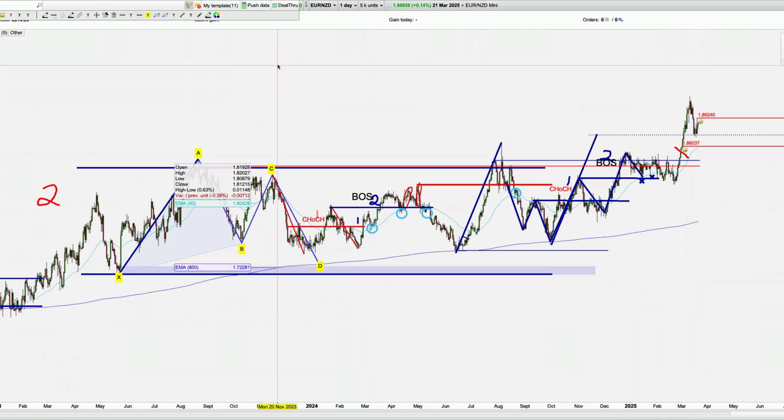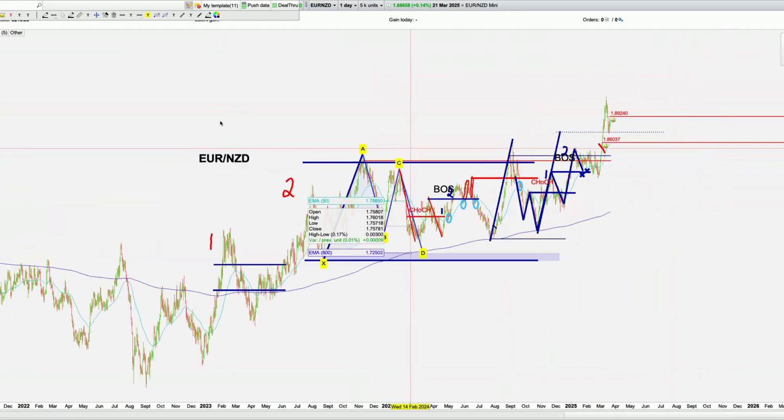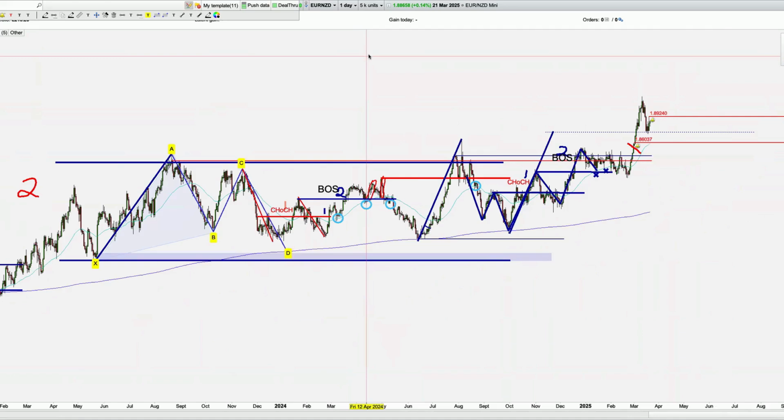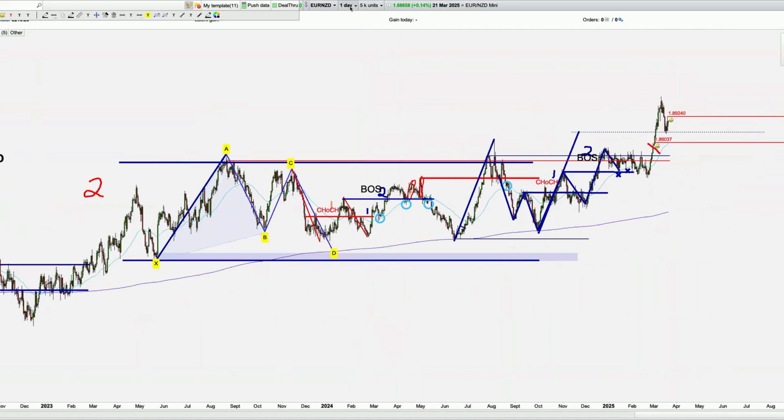Euro NZD, much like Euro AUD, is doing the same thing. Retested the top of the ABCD structure. It's a level 3 riser at the minute. It could be really quite aggressive. We've got previous highs all the way up there. So we are expecting price to get up there in high, low fashion.